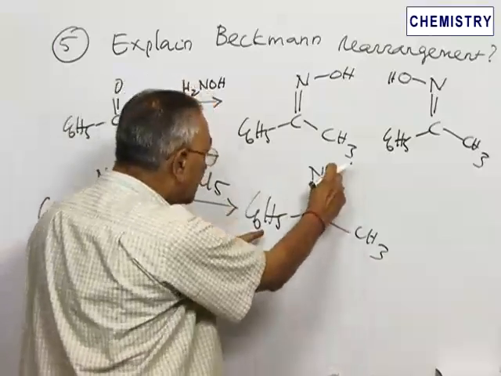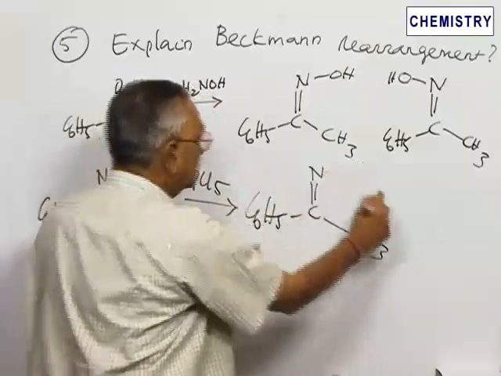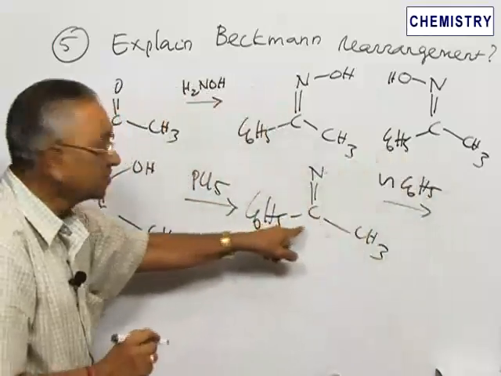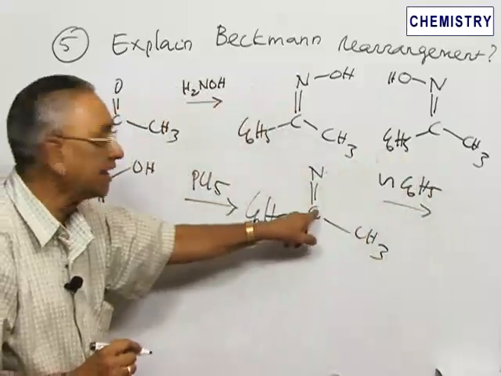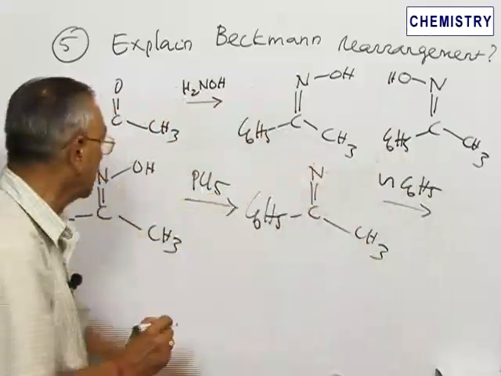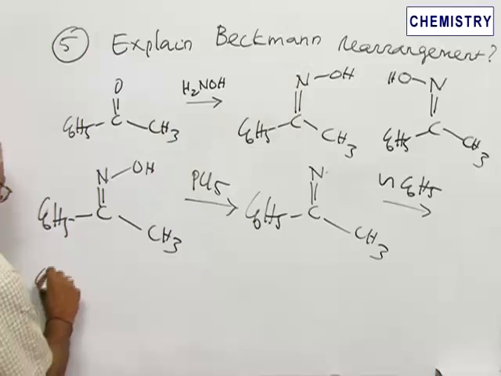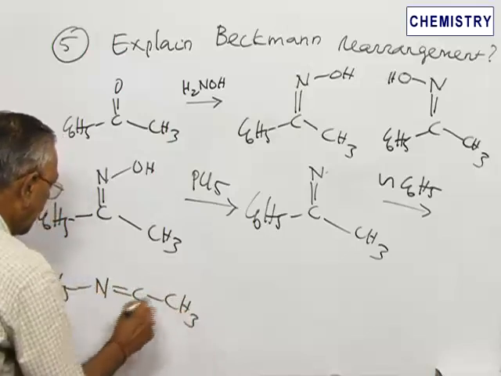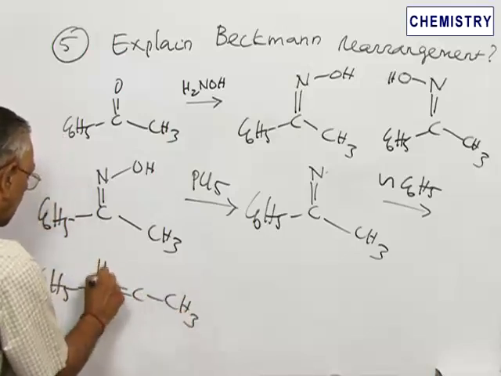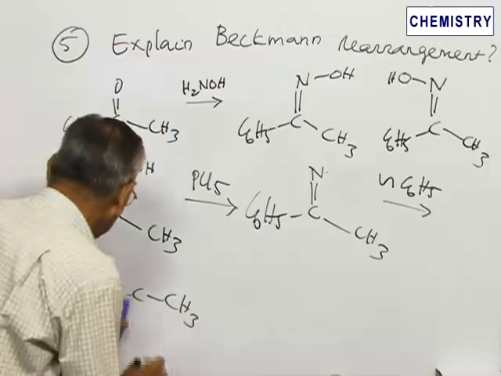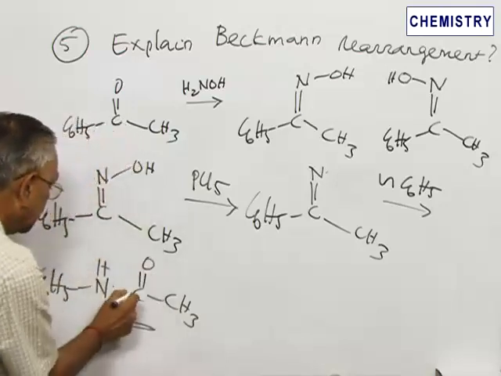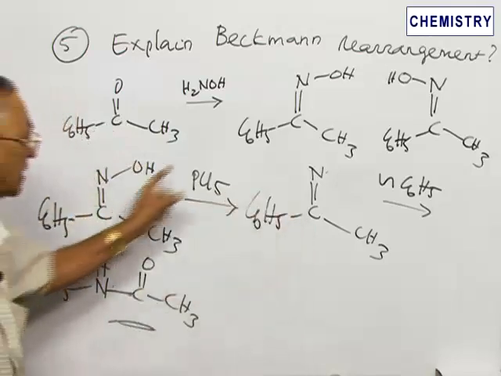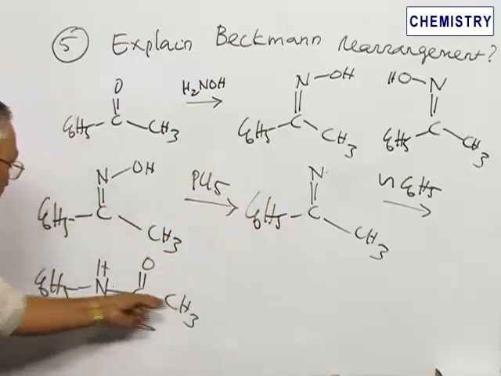The group that is anti to the OH, which is actually this, migrates. So, this is the migration of the phenyl group. Initially it is attached to carbon, and now it is attached to nitrogen. So, what will be the product that you are going to get? You have C6H5, then N double bond C CH3. When it is treated with water, this will give rise to C6H5 NHCO CH3. So this is the product that is obtained if this oxime is used. Therefore, it is the rearrangement of the oxime to give rise to a substituted amide.